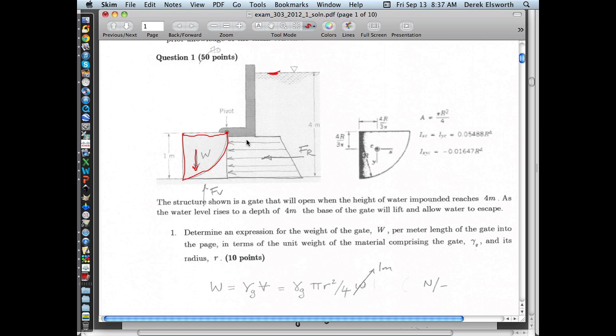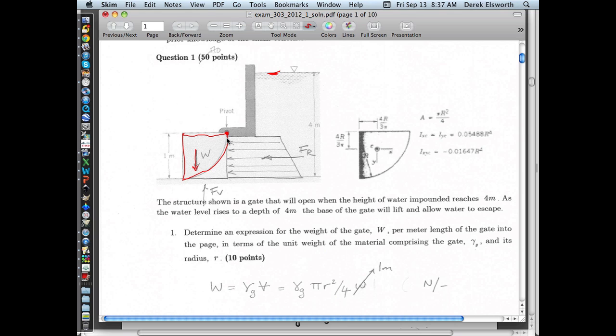And so you have to figure out what the forces are on this gate. You have to figure out where they act, and then ultimately you have to do the calculation around the correct pivot point to be able to figure out what the value of W is. That's basically it in a nutshell.